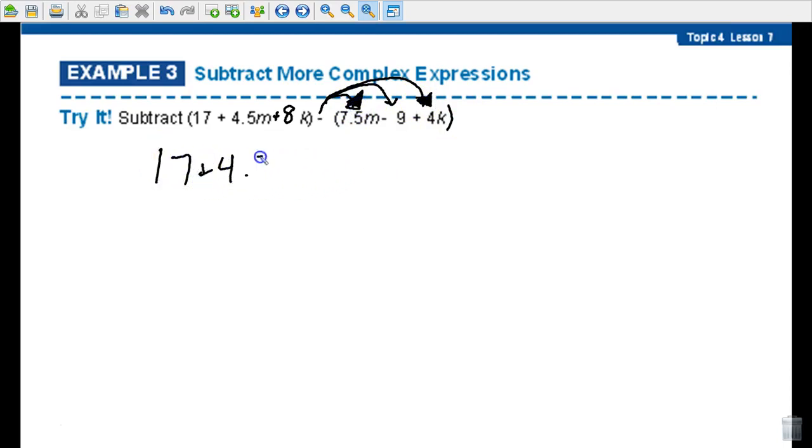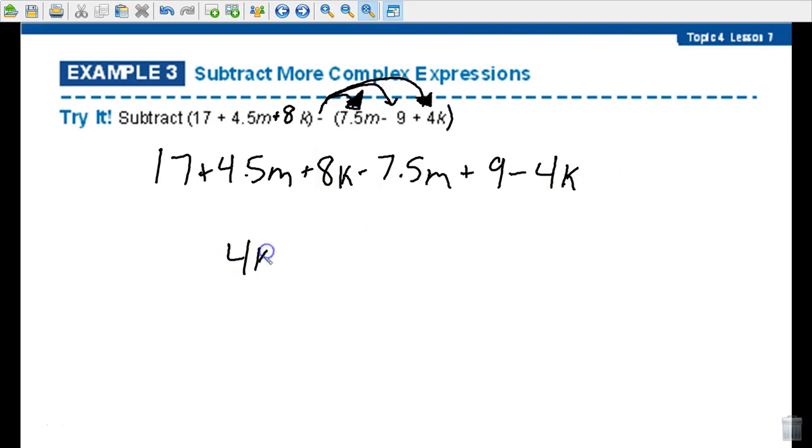17 plus 4.5m plus 8k minus 7.5m, because negative times that. Negative times negative 9 is positive 9. Negative times positive is negative 4k. Okay. K comes first in the alphabet, so I take care of that first. Positive 8k minus 4k, 4k. Positive 4.5m minus 7.5m. In your calculators, I just subtract them and then keep the sign of the bigger number. So it's negative because 7 is bigger than 4. And then it's 3m. Then I get 17 plus 9, which is plus 26.